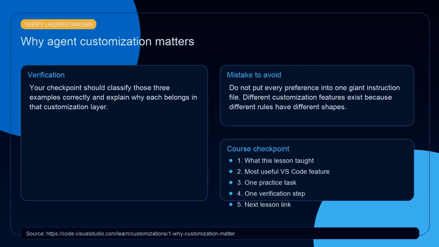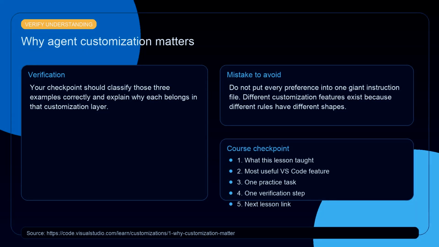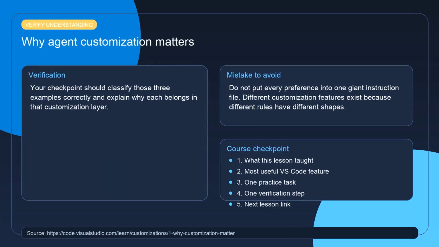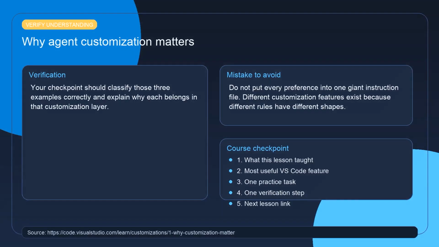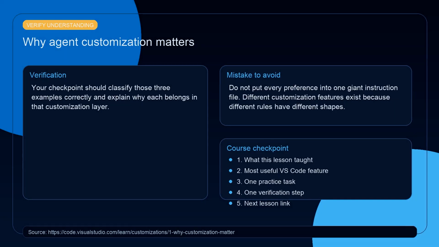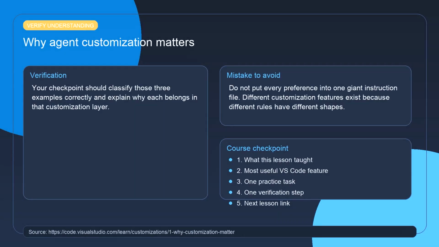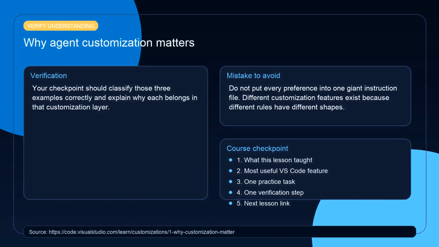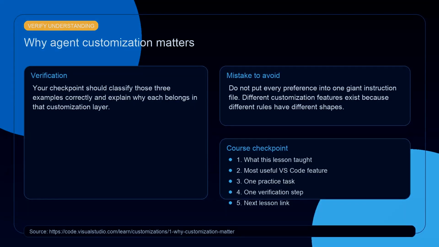The mistake to avoid: do not put every preference into one giant instruction file. Different customization features exist because different rules have different shapes. The 3 takeaways are: customization creates consistency, the view is the control center, and different behavior needs different layers.